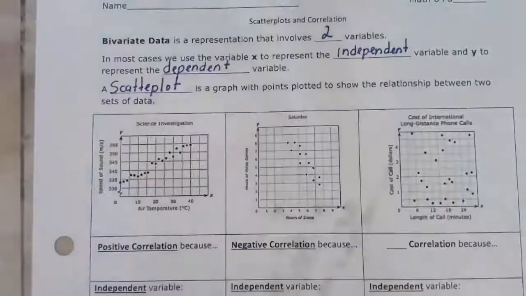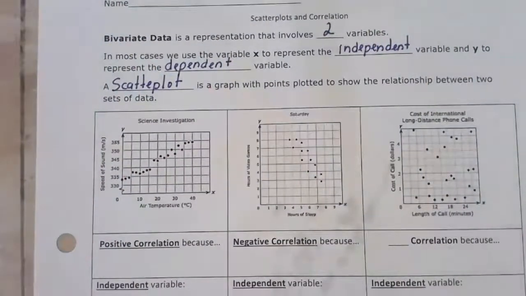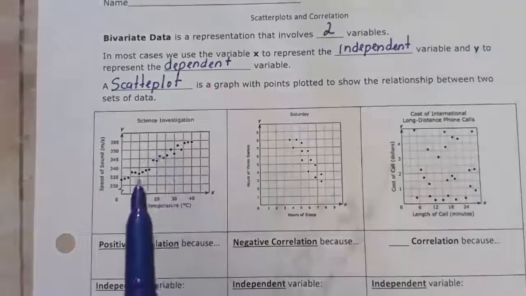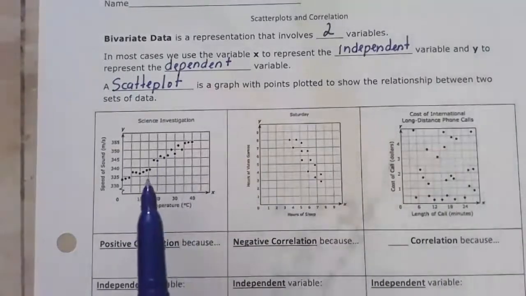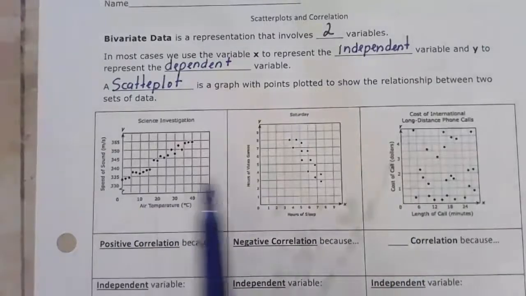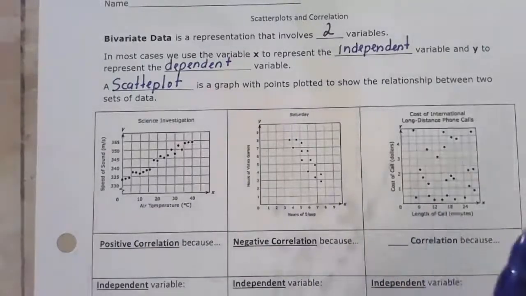A scatterplot is a graph that has points plotted to show the relationship between two sets of data. So here we see three examples that are graphs and that have points plotted. So these are examples of scatter plots. Let's look at them closely.